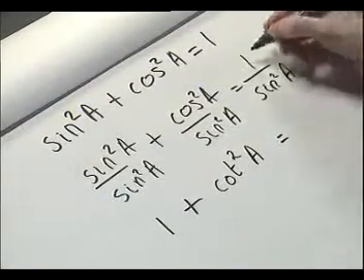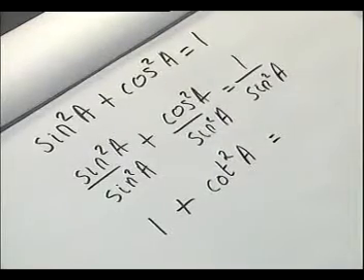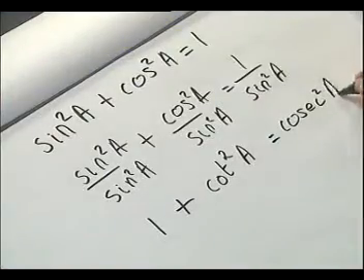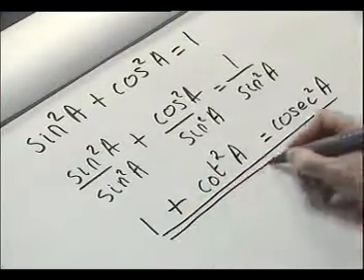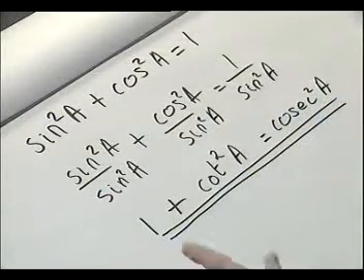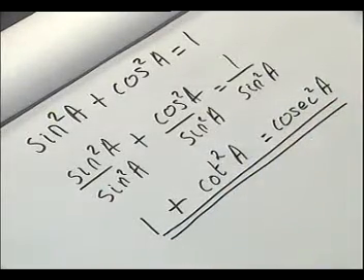equals, and here we have 1 over sine squared. 1 over sine is cosec. And so 1 over sine squared is cosec squared. And so there we have our third fundamental identity. 1 plus cot squared is cosec squared. So we've now got 3 basic fundamental identities.